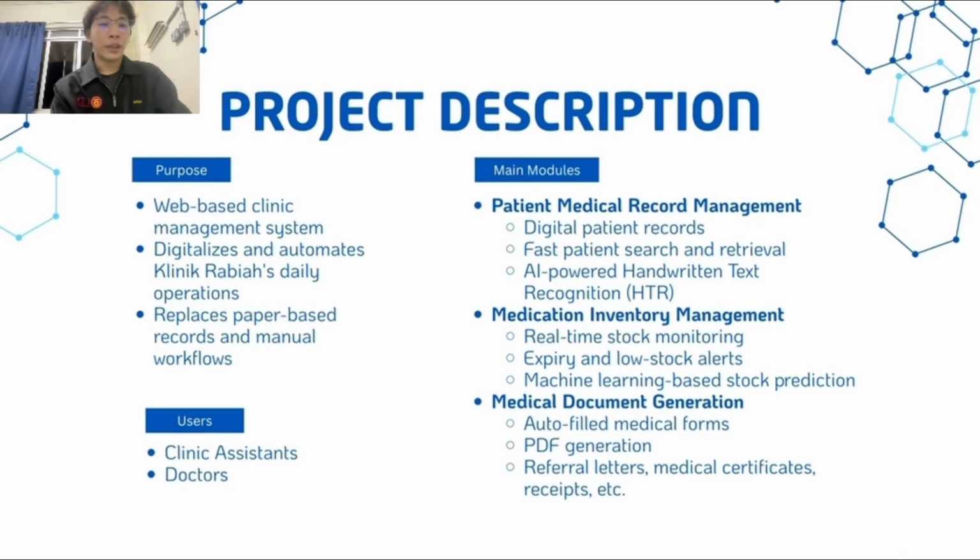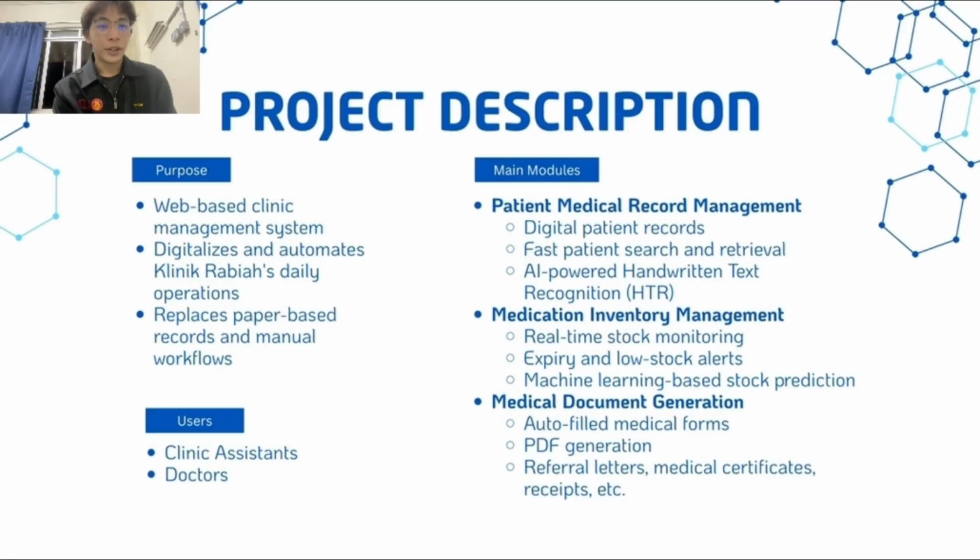Before the development of KRMS, the clinic relied heavily on traditional paper-based processes, such as handwritten patient records, manual inventory logs, and physical document filing systems. These processes were time-consuming, difficult to manage, and prone to human errors. To address these issues, KRMS was developed as a centralized digital platform that streamlines clinic operations and improves efficiency. The system supports 2 main user roles, namely clinic assistants and doctors.